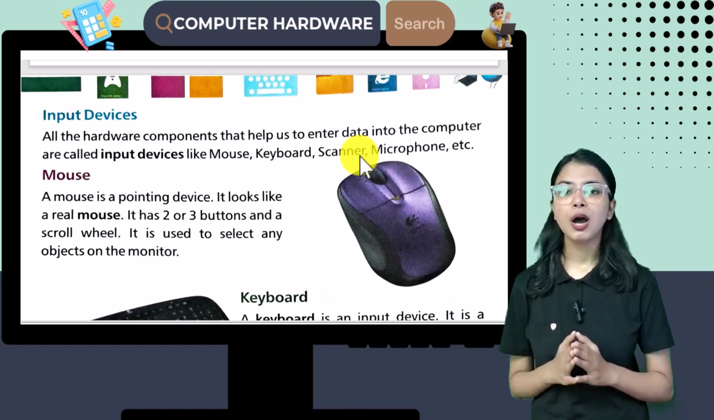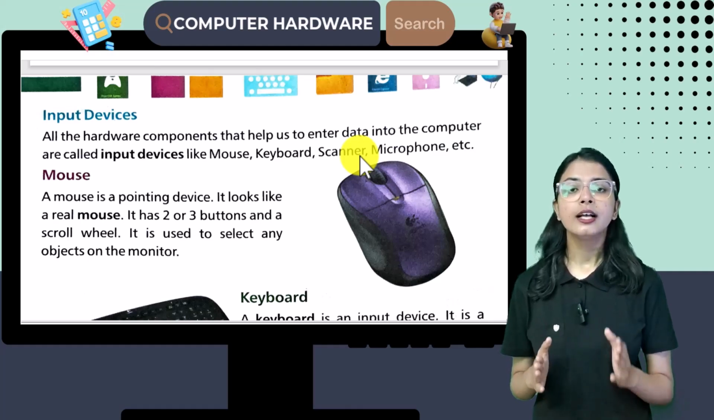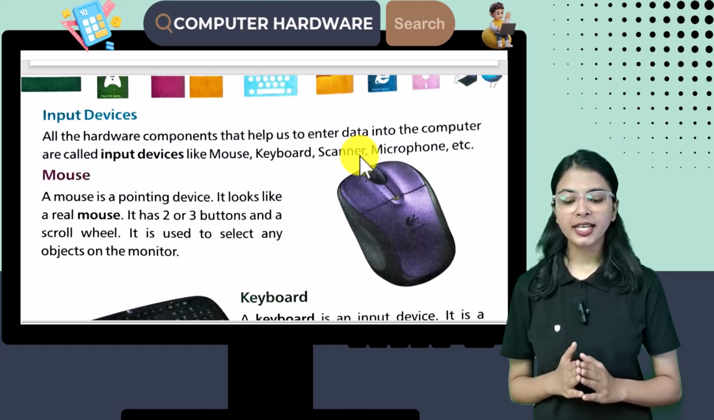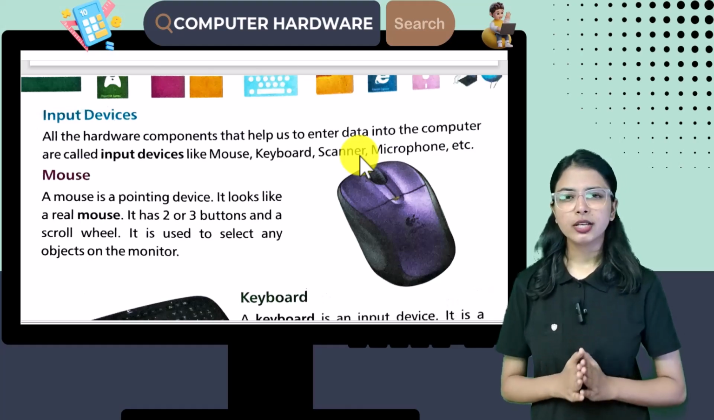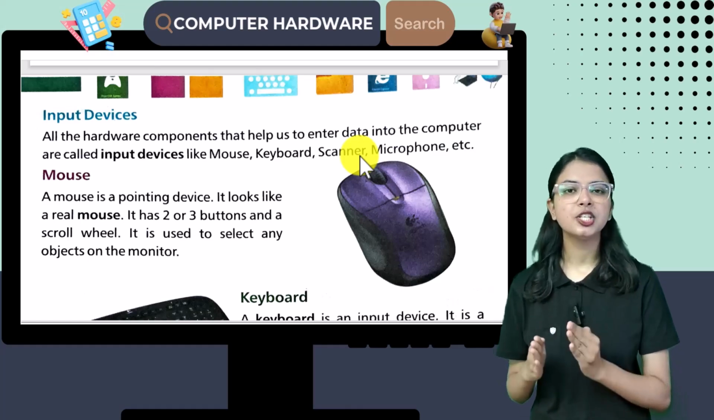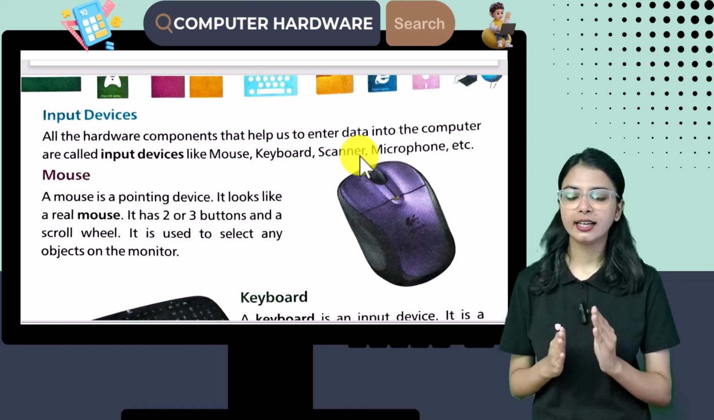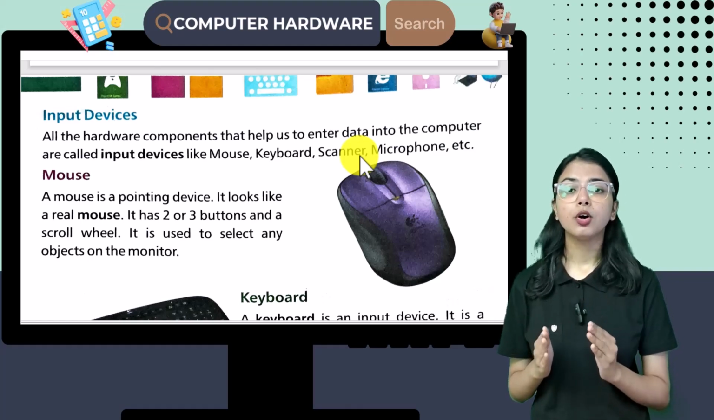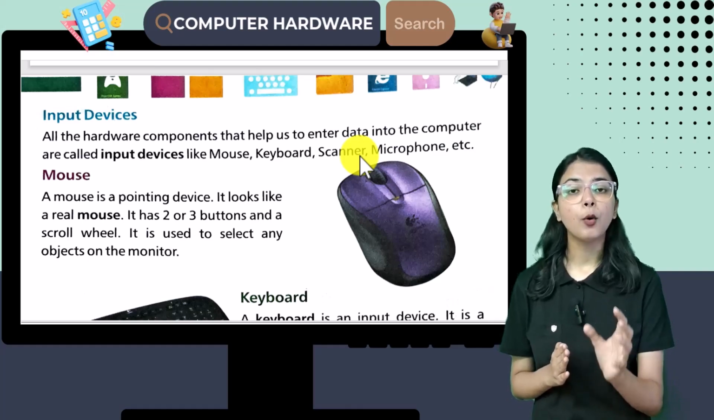So what is a mouse? A mouse is a pointing device. Okay, students. So mouse is a pointing device. It looks like a real mouse. आपने अपने घरों में रियल माउस देखा होगा, तो सिमिलरली उसी के शेप के जैसा जो हमारा कंप्यूटर डिवाइस माउस है वो दिखता है. ठीक है, और माउस का यूज क्या है? माउस इज यूज्ड एज अ पॉइंटिंग डिवाइस.